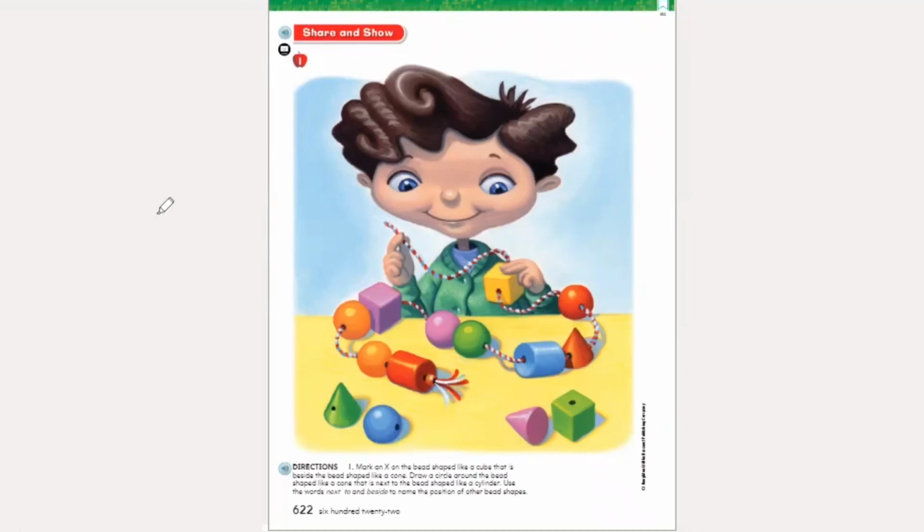Now can you help me? Can you put an X on the cube that is beside the cone? Which cube is beside the cone? Let's look at our cubes. Is this cube beside a cone? No. Is this cube beside a cone? Is this cube beside a cone? Yeah, it's beside a cone.